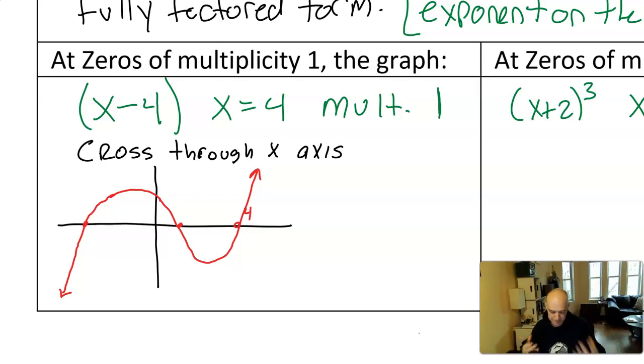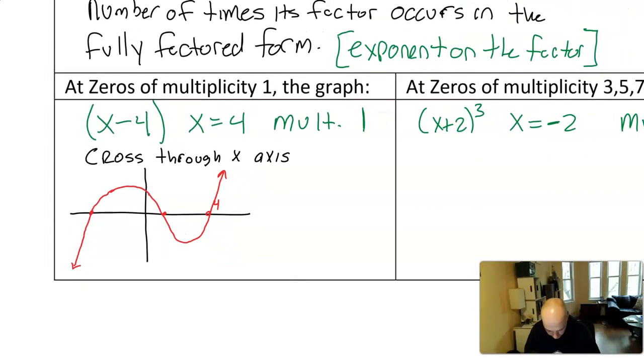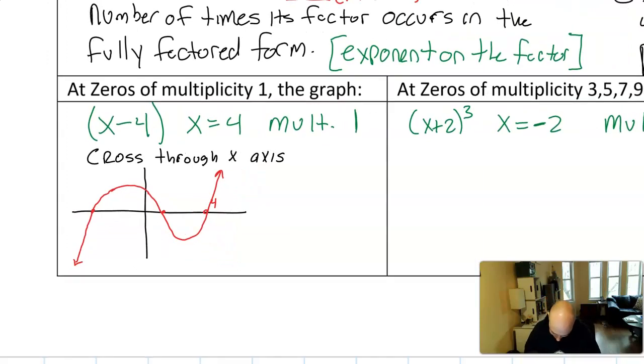That's probably the type of zero you're most used to. When a parabola crosses through the axis, that's what it does. When x cubed, actually x cubed is different.